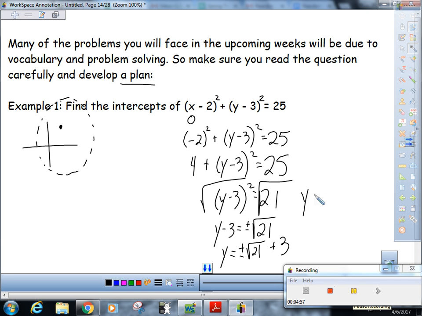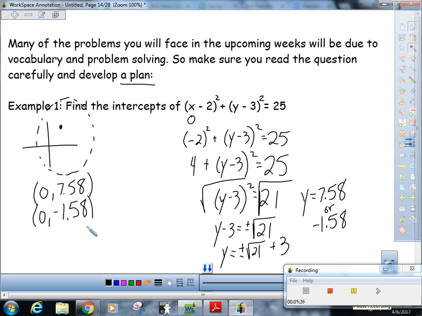7.58. I'll take that. Dennis? Okay, so remember, the answers are coordinates, right? What did we put a 0 in for there? For our x. So you got 0, 7.58, 0, negative 1.58. Okay? And now we got to do that whole process again for the x's.